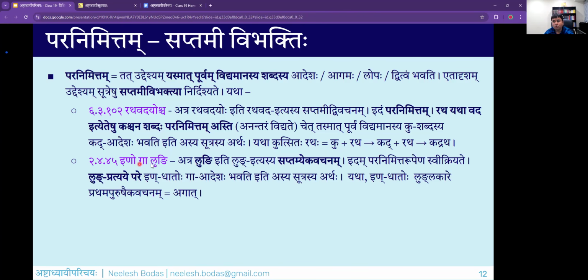Another example, ino ga lungi. Lungi iti lung iti lakarasya saptami ekavachanam. So lung lakarasya pratyaye pare. Inaha is shashti. So very simple sutram actually. Inaha is shashti, which means ina dhatoho sthani. Ga is prathama. So ga iti adeshaha bhavati.